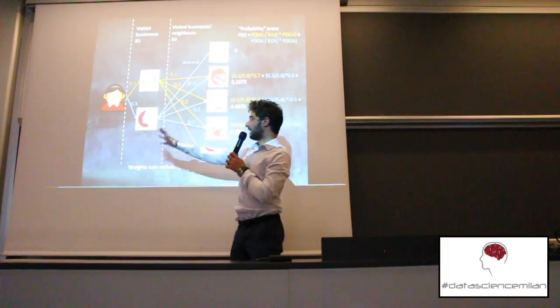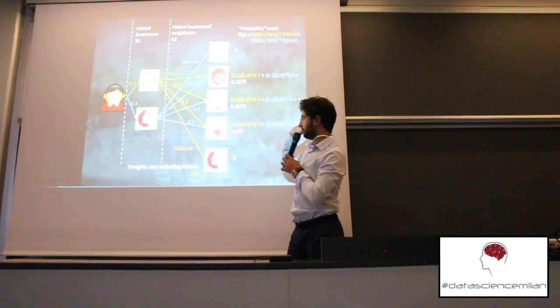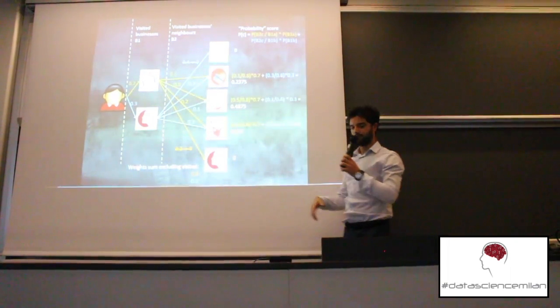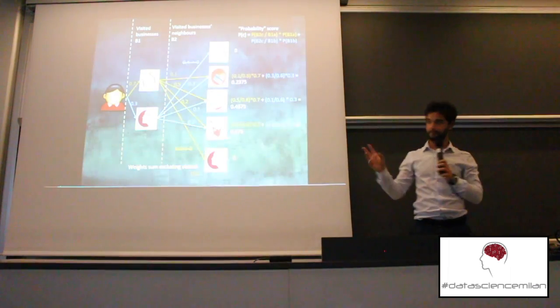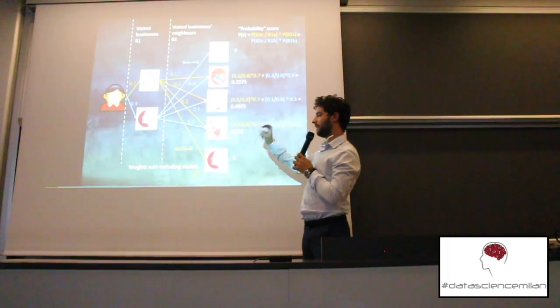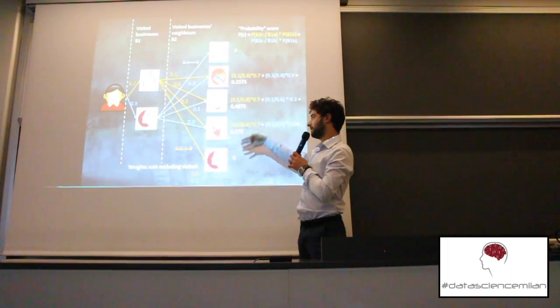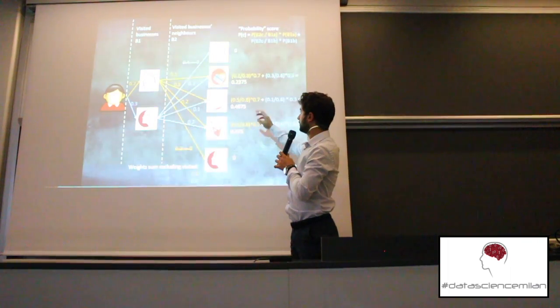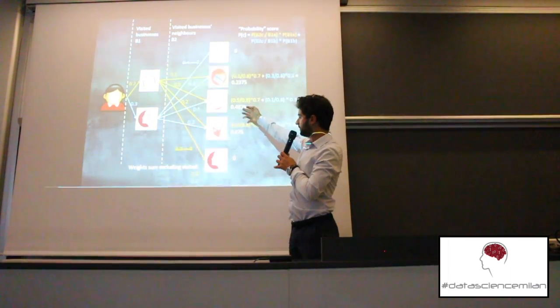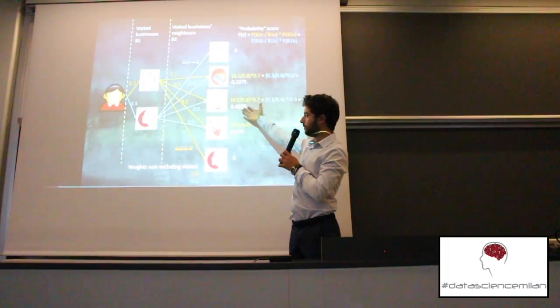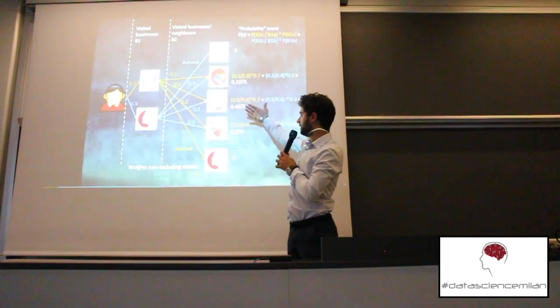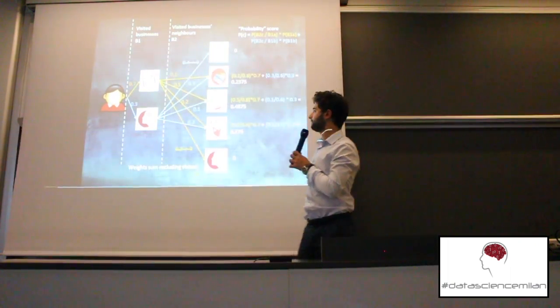Then you propagate the weights left to right. You can apply a sort of probability rule here in order to compute the final score for each business. And then you rank them. So the first one is going to be C, the most recommended one, and then the second one is going to be D.